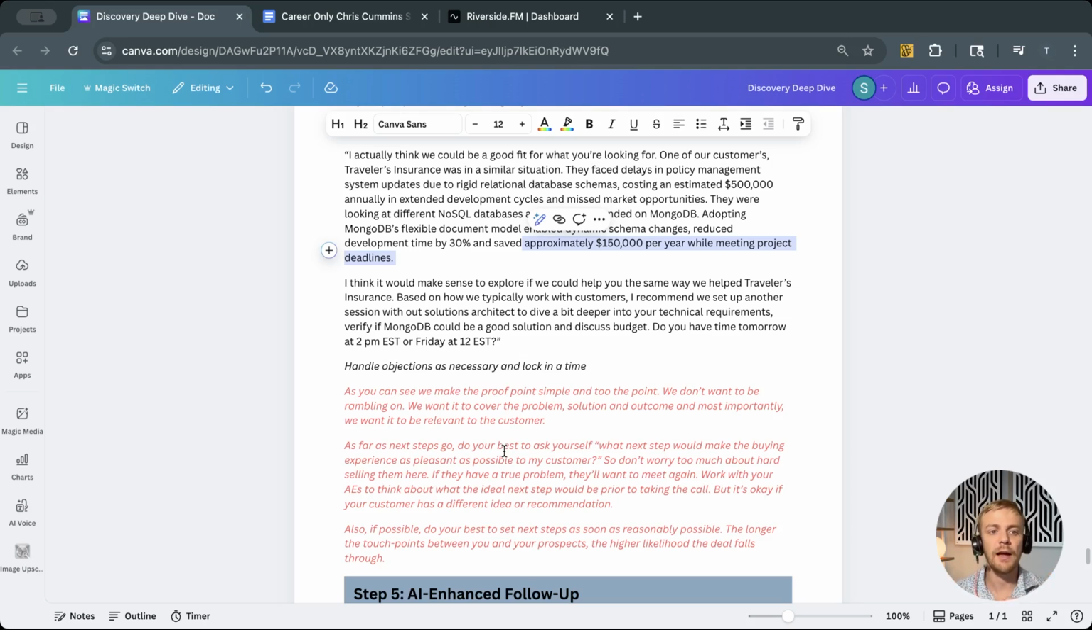So it's less about how do I drag this person along and convince them to stay with me. It's how do I make this as easy for them as possible to decide whether to use your solution or not. So that's how you should think about it. Work with your AE beforehand is another tip I have on figuring out what the ideal next step would be. So think through what you think would be the best thing for the customer.